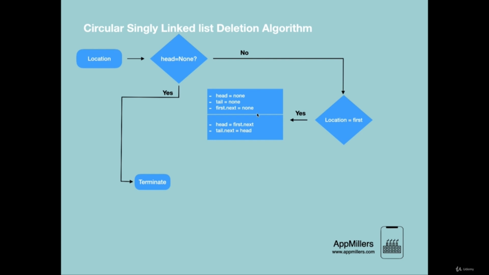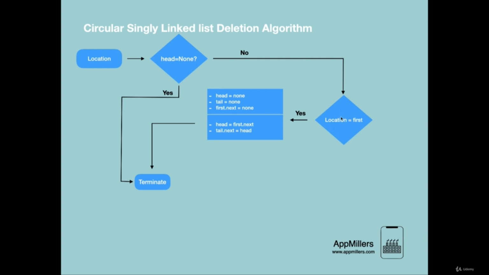Now the second case over here, if we have more than one node in our circular single linked list. In this case, we need to change the head reference to the second node. By setting head to the first node's next reference, we are creating a link between head and the second node. Then we need to change the reference from the last node to the first node. If we set the tail's next to head, it creates a link between the last node and the second node over here. Now the second node is our first node. Then after completing these steps, we terminate our algorithm.